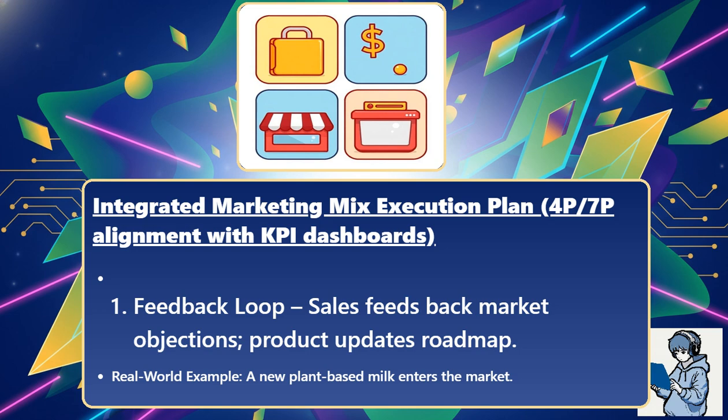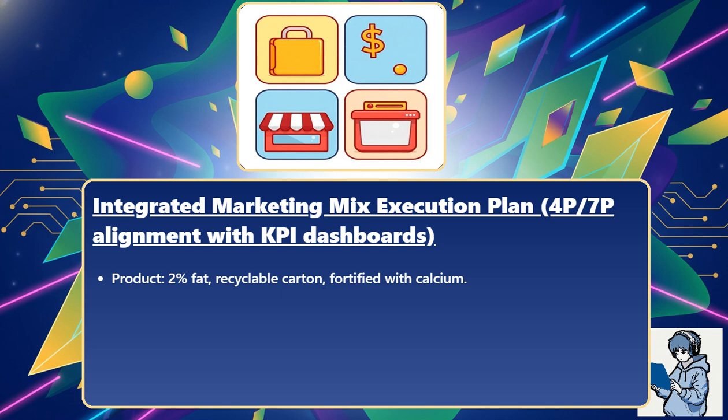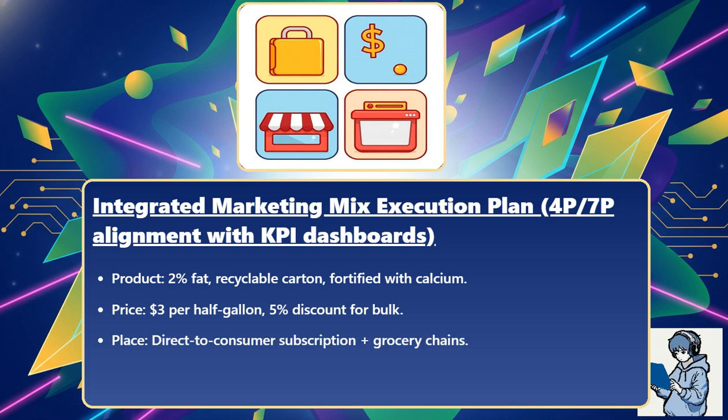Real-world example: a new plant-based milk enters the market. Product: 2% fat, recyclable carton, fortified with calcium. Price: $3 per half gallon, 5% discount for bulk. Place: direct-to-consumer subscription plus grocery chains. Promotion: influencer recipes, in-store tastings, Instagram ads.